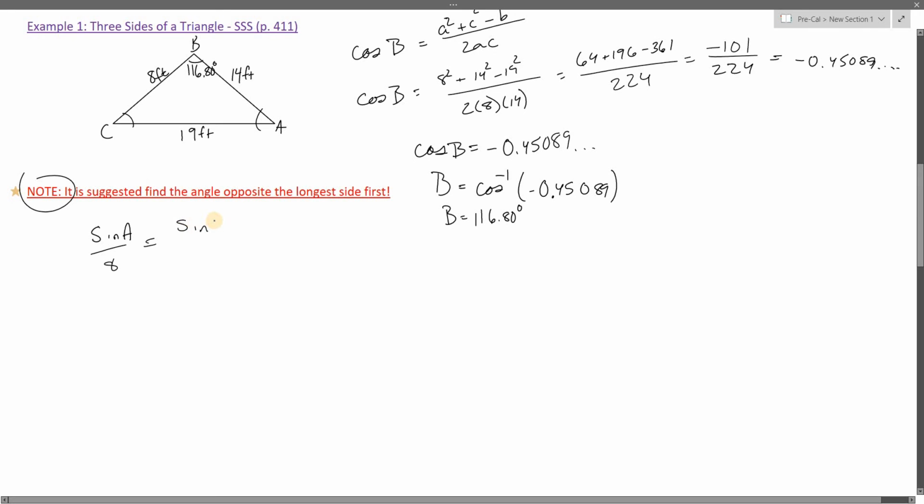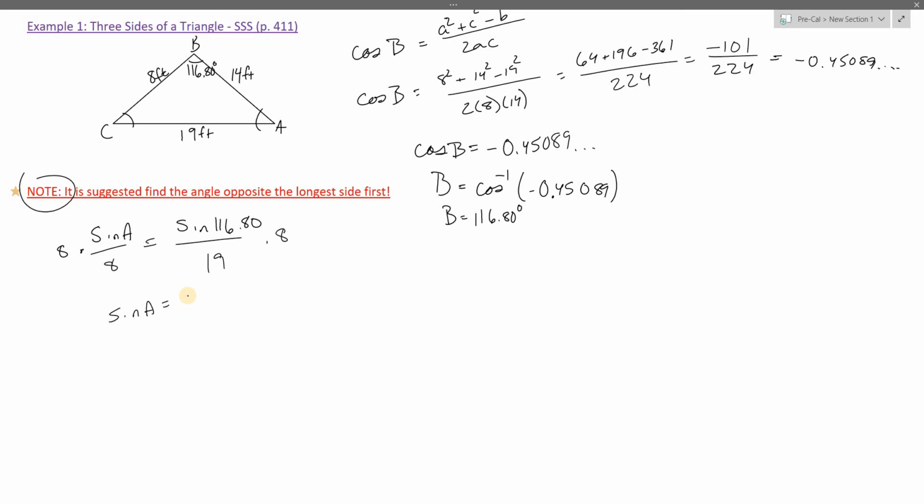So sine of 116.80. Now it's important that you have that rounded correctly so that you can use it. Then that's over 19. Now if I multiply both sides by 8, this will give me the sine of A is equal to, and then I'm just going to take my calculator, so 116.80, take the sine of that, times 8, that gives me 7.14, and that's divided by 19.